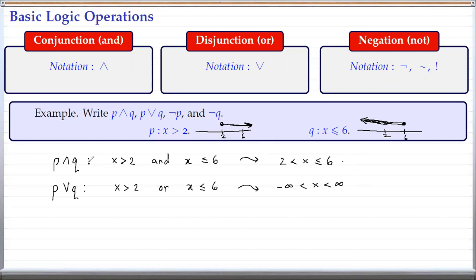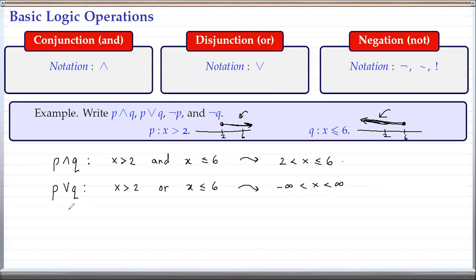So we have that. Now when we say P or Q, we have x greater than 2 or x less than or equal to 6. So we include all the numbers that are in this set and all the numbers that are in this set. We just put them together and that will include all the real numbers, so from negative infinity to infinity.